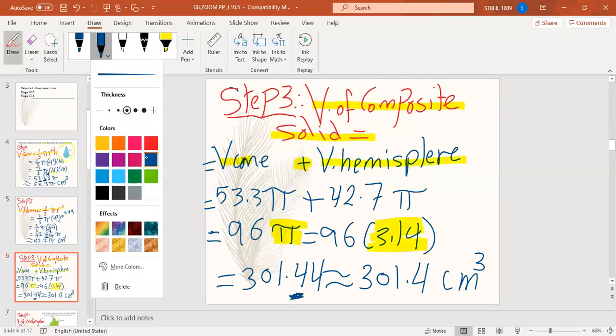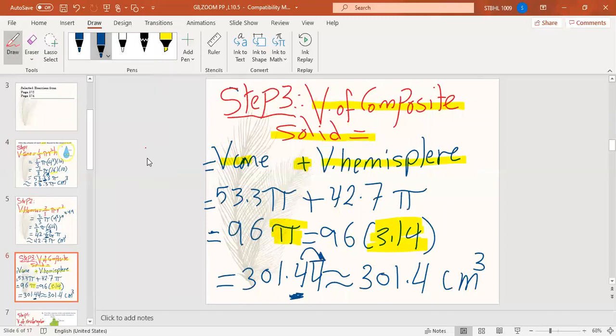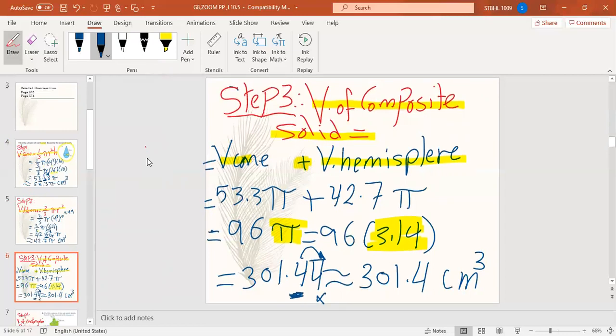The question asked you to round to the nearest tenth. We will look to the digit to the right. It's 4, less than 5. We will cancel it and we will keep the 4 as the tenth. So the volume of the composite solid is 301.4 cubic centimeters.